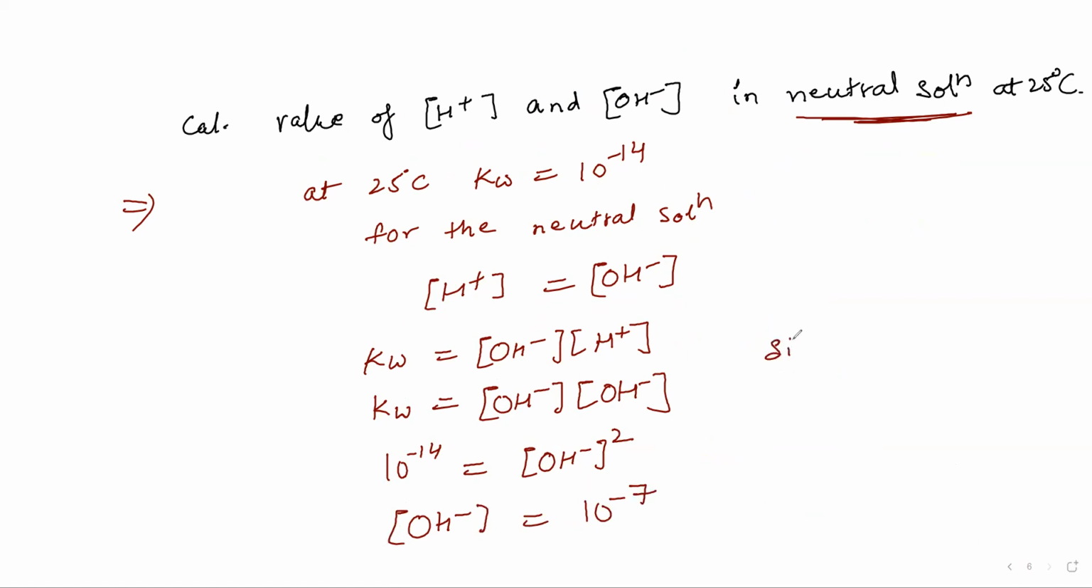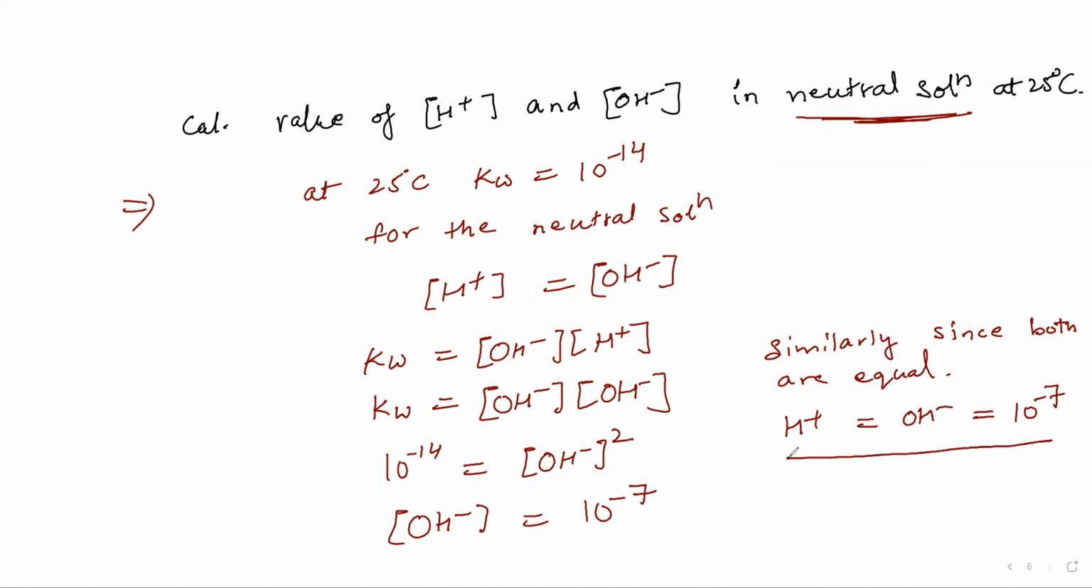Similarly, since both are equal, H positive concentration is equal to OH negative concentration, which is 10 to the power negative 7. So for the neutral solution, H positive concentration and OH negative concentration are 10 to the power negative 7. Fine. Just remember this. I hope this is clear.